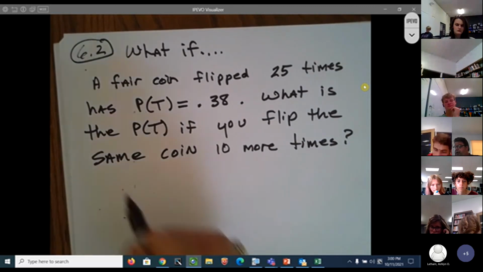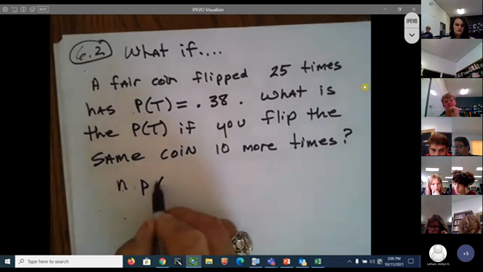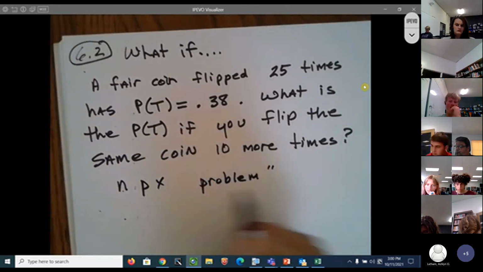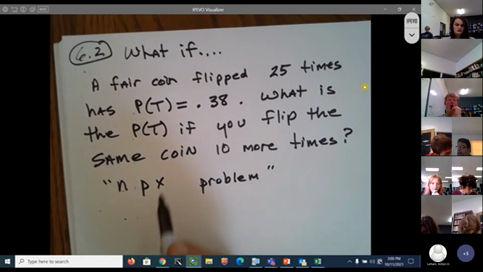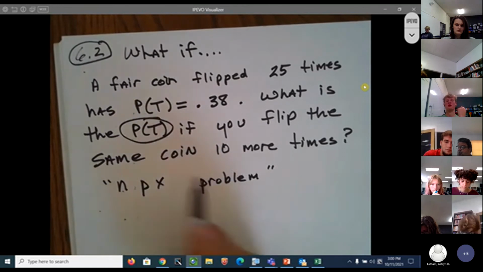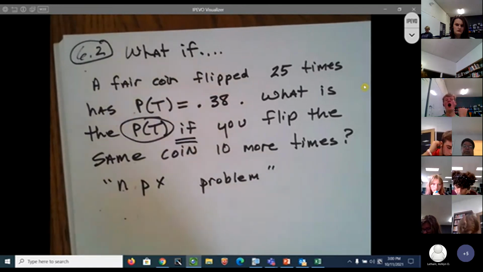This is what we call an NPX problem. It's asking for the what? The probability, what if? Probability if.